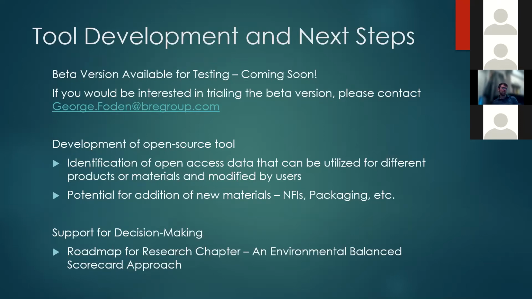We've actually co-authored a chapter in the forthcoming Roadmap for Research initiative that was led by Interaction. It's a shelter-focused initiative, and they were looking at knowledge gaps and research gaps in shelter. We've contributed a chapter there looking at an environmental balanced scorecard approach, so a way of weighting different environmental issues and thinking about how that should influence decision-making potentially. So that's a little bit about what we've been up to.